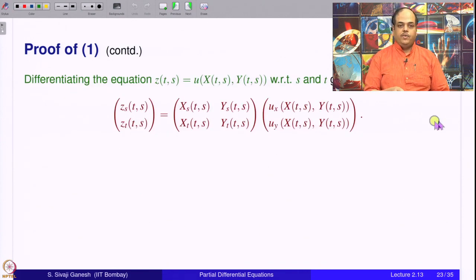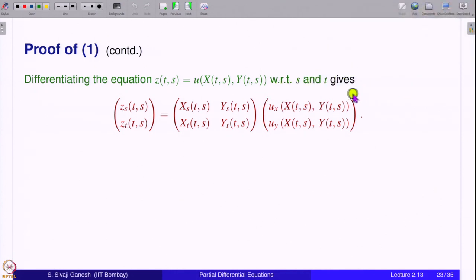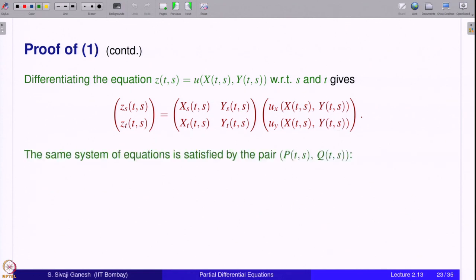So, differentiating this equation z(t,s) = u(x(t,s), y(t,s)) with respect to s and t will give us two equations. For convenience, I write in the matrix form. What is z_s? That is the first equation. z_s means u_x times x_s plus u_y times y_s. So, that is the first equation. This one is this into this. This is a matrix, this is a vector, this is a vector. So, this equation is very clear.